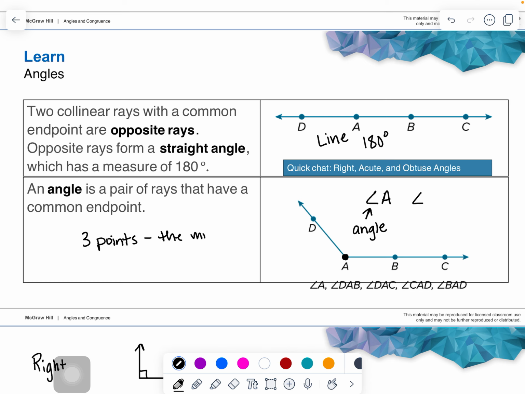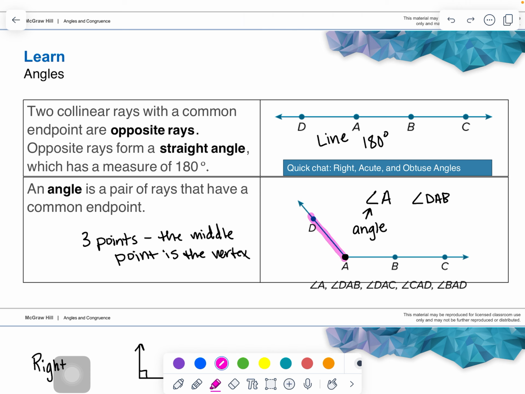The middle point is the vertex. So you could name it DAB. If I were to trace that, I would say DAB.